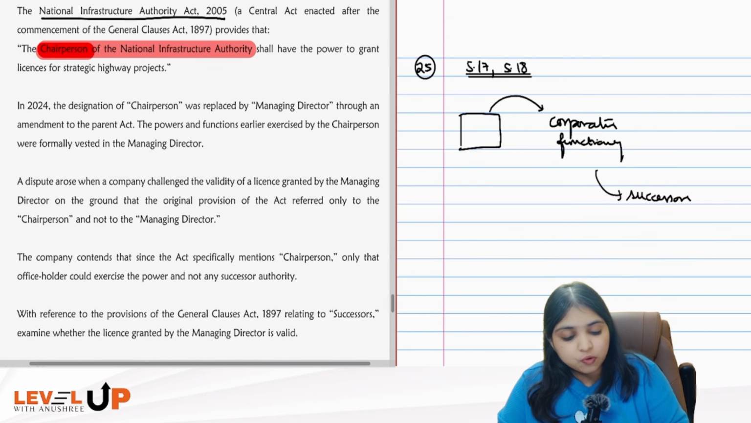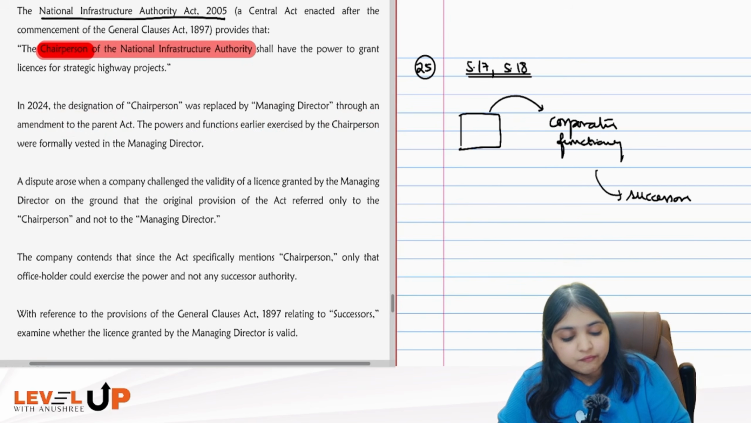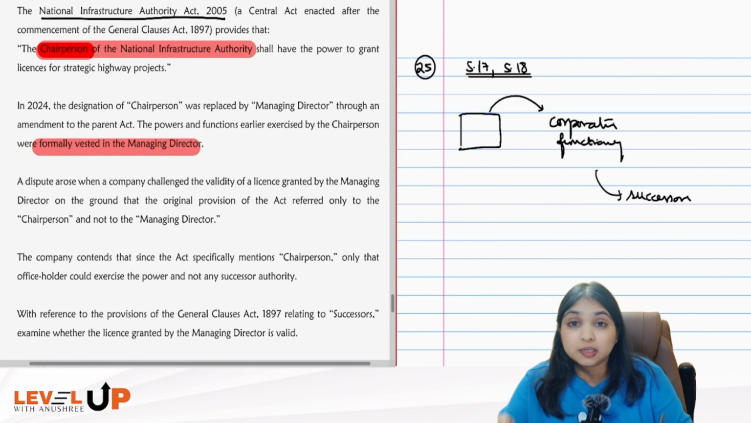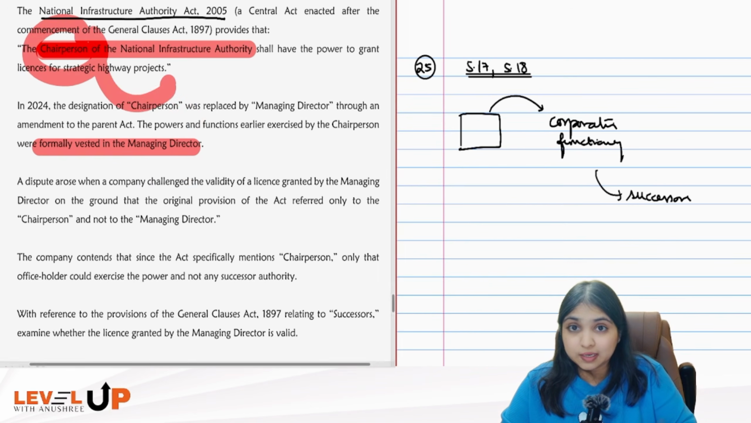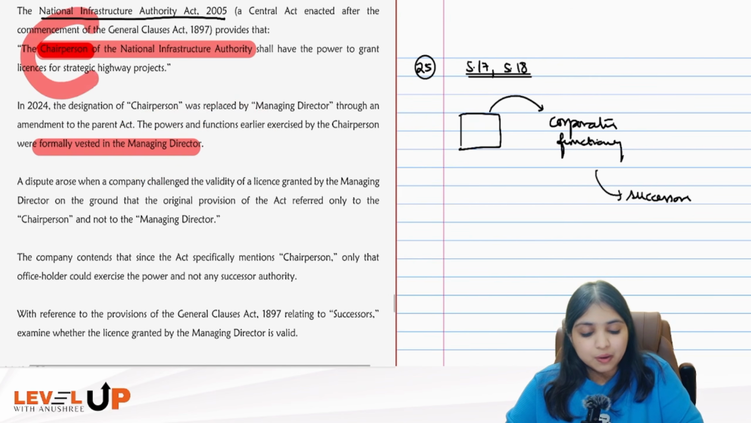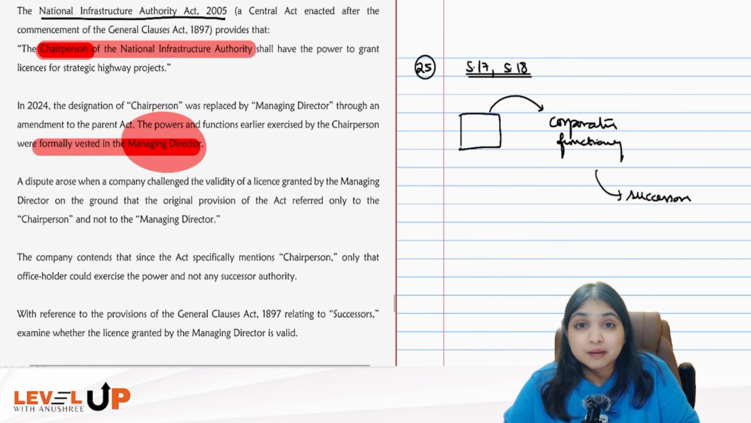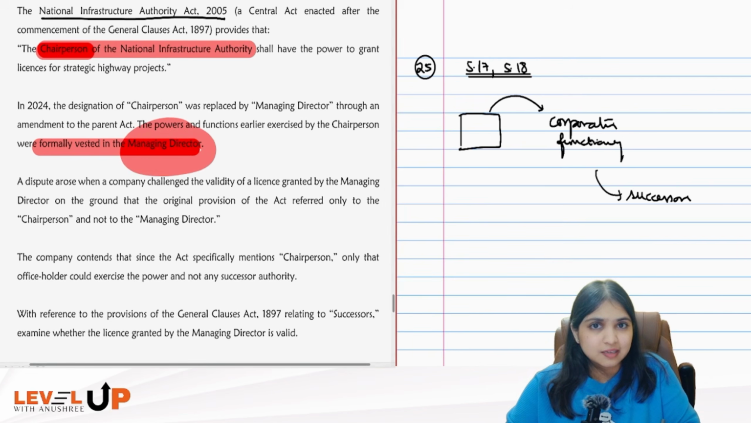Then what happened? In 2024, the designation of chairperson was replaced by managing director through an amendment to the Parent Act. Powers and functions earlier exercised by the chairperson were now formally vested in the managing director. Earlier the chairperson was issuing license, now the managing director will issue the license. Earlier all the provisions were applicable to the chairperson. Now the managing director becomes the successor, and the same provisions and powers, everything, the successor managing director will have.